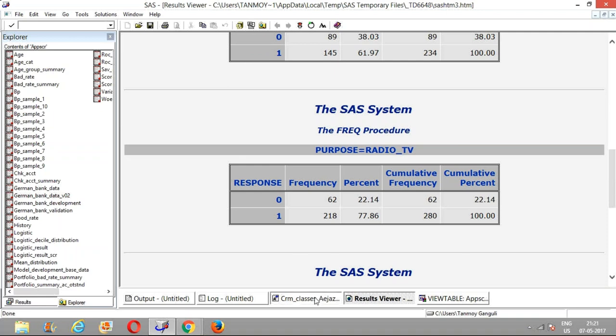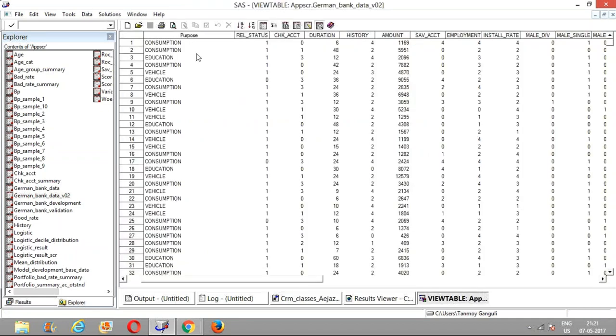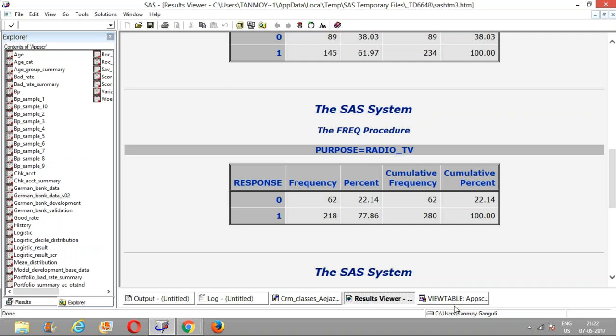For this purpose, I have clubbed the data for these purposes as German bank data version 2. The only difference of this data set with the German bank data is in the purpose variable, which is created at a more aggregate level in this data set. That would help make our idea about the bad rates clearer. So rather than looking into six different heads, it's better to look into just three groups.